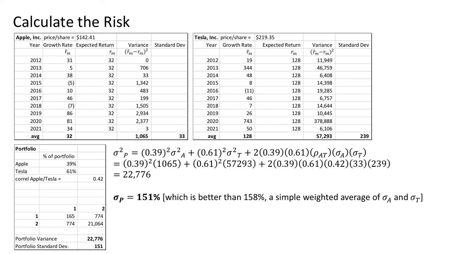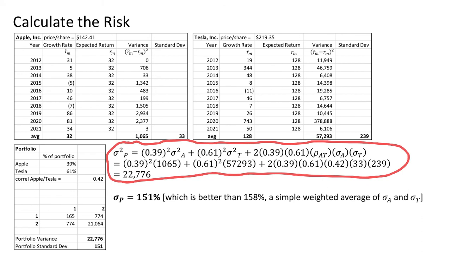What equation am I talking about? This equation. The variance of the portfolio is equal to 39% squared times the variance of Apple plus 61% squared times the variance of Tesla plus 2 times 39% times 61% times the correlation between Apple and Tesla times the standard deviation of Apple times the standard deviation of Tesla. This is how we calculate portfolio variance for a two-stock portfolio.